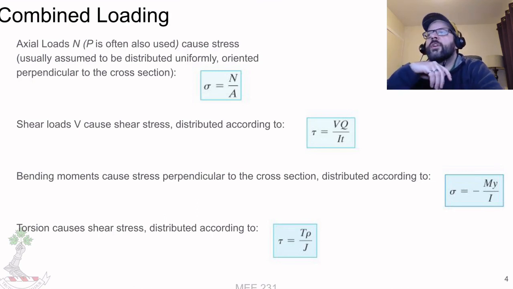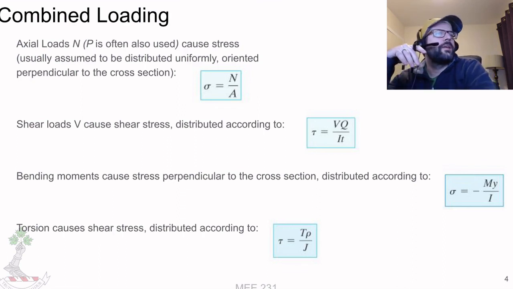And then we got our torsion. It's causing shear stress as well. So it is going to be equal to the torque times the distance from the centroid. I don't know why the textbook used rho for that. It's rather annoying. But anyways, distance from the centroid divided by our J. So again, linearly from the center.